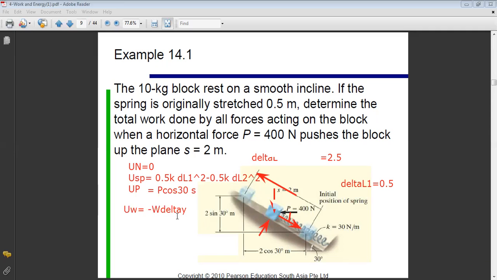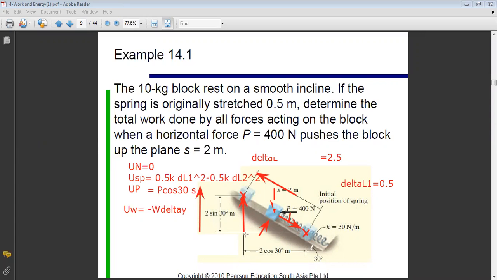Always when you take minus W delta Y, as I told you, your Y axis is up. So here, what is delta y in this problem? Delta y is the variation in vertical direction. So this is position 1. This is position 2. So delta y is y2 minus y1. Delta y will represent the change in elevation, this distance. So if I do y2 minus y1, I get a positive result if y is upward.